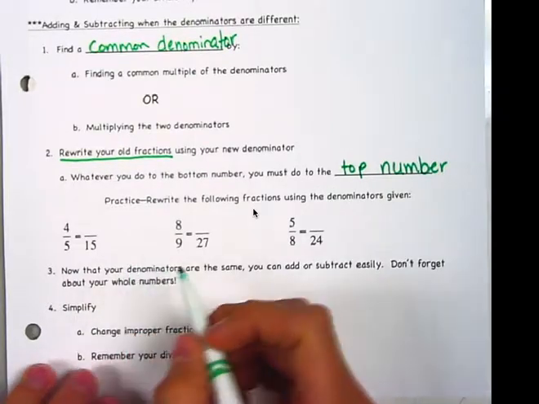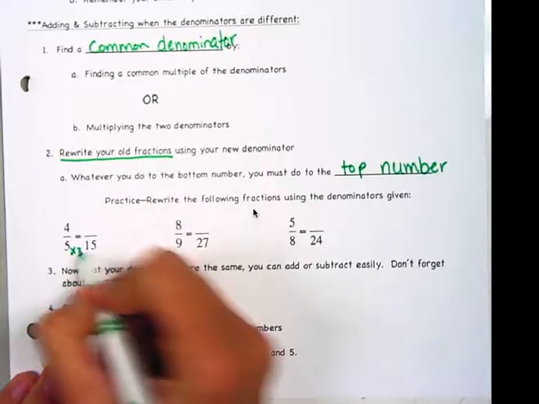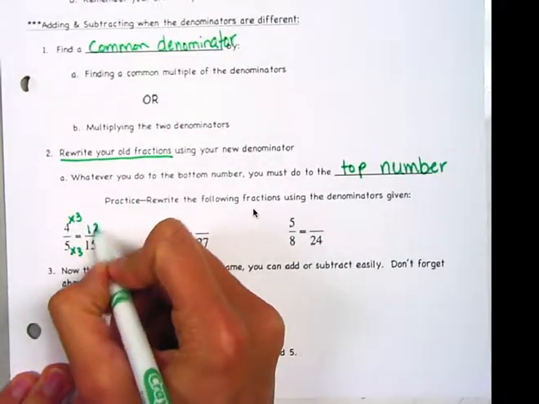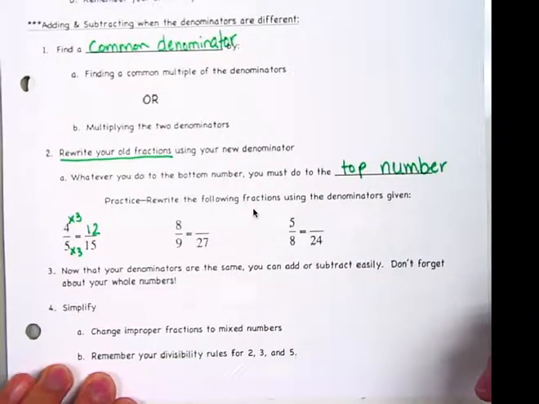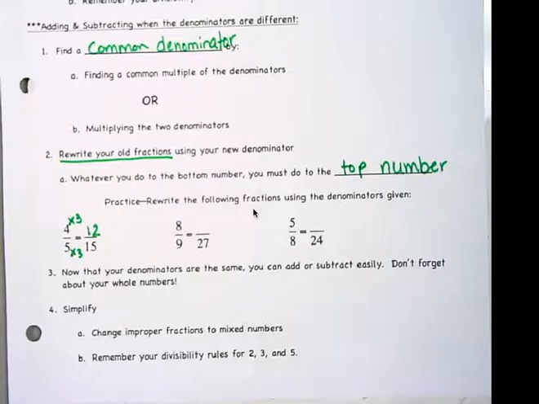So when we're rewriting fractions, like 4/5, we can see that 5 times 3 would give us 15. So 4 times 3 would give us 12. Go ahead and pause the video and try rewriting the next two fractions.